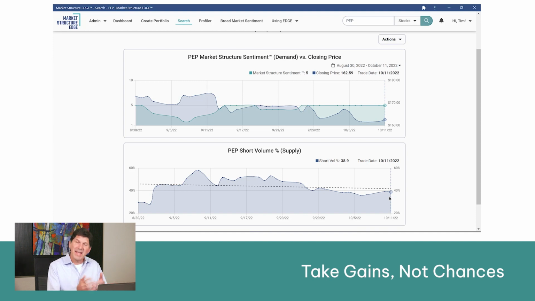Well, you can go look. That's how you use the data. Don't just randomly buy stuff because a chart tells you that the stock rose a couple of days. That's not reliable. Let's look at another example.